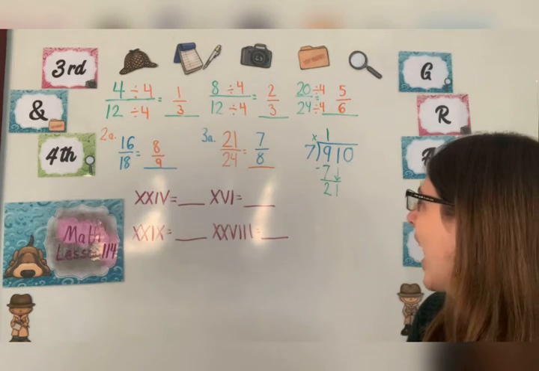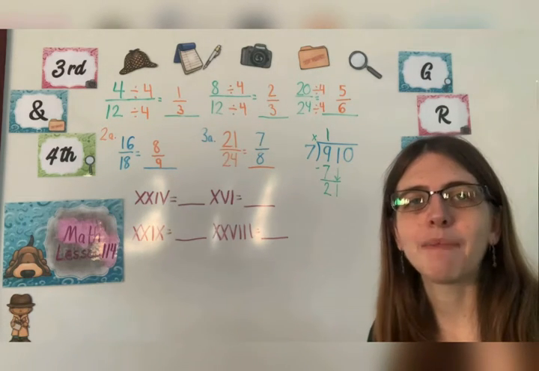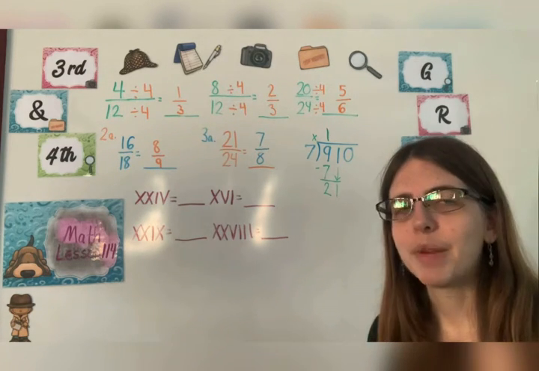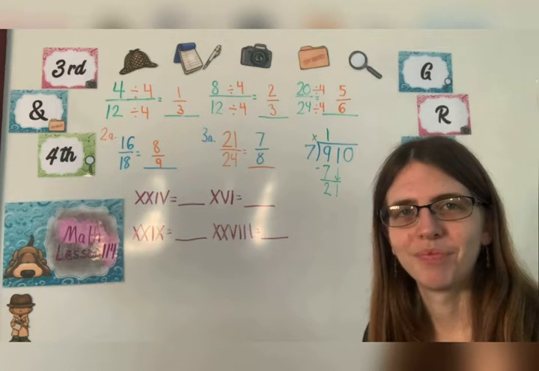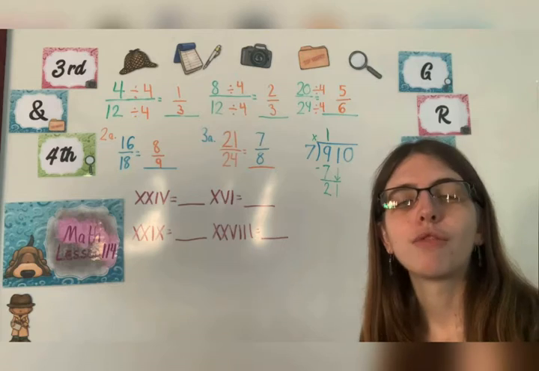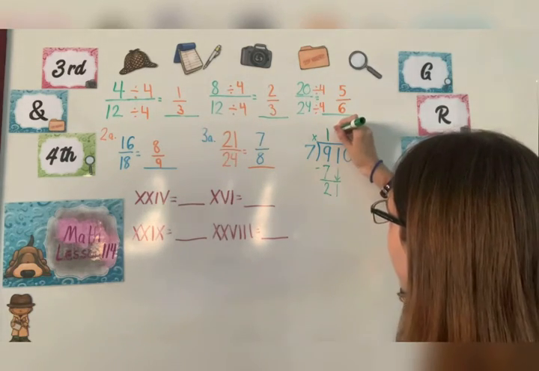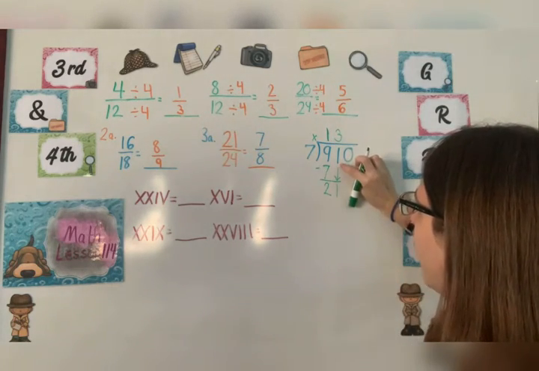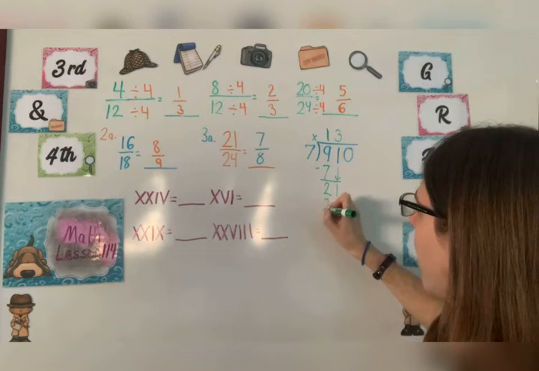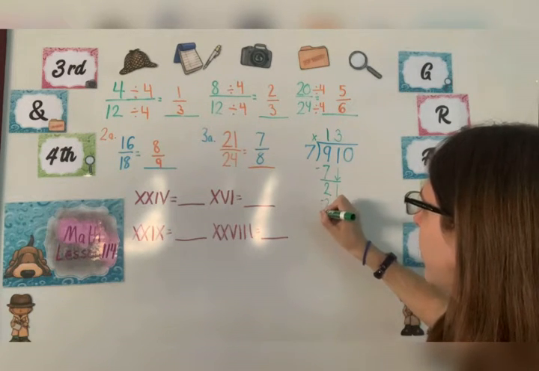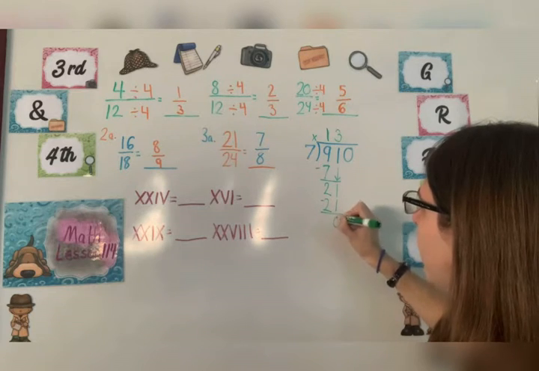All right, now I have 21 divided by 7. How many groups of 7 are in 21? 3, very good. So I put my 3 directly over the 1. 3 times 7 is 21. And 21 minus 21 is 0.